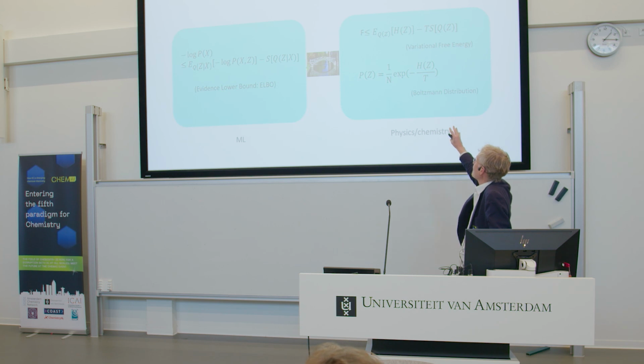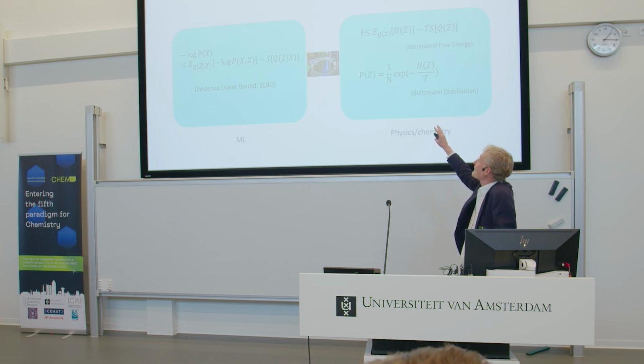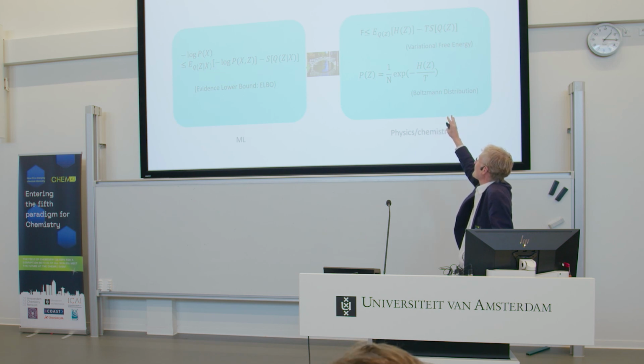Now on this side, this is, I feel, the core equation of chemistry. It says that the free energy of a system at equilibrium is smaller or equal than the variational free energy, which is on the right, which is the expected energy, the expectation of the Hamiltonian under the distribution Q, which is not at equilibrium at this point, minus T, temperature, times the entropy. So that's the variational free energy. And this thing comes down as the system relaxes towards equilibrium, and the equilibrium distribution is the Boltzmann distribution.